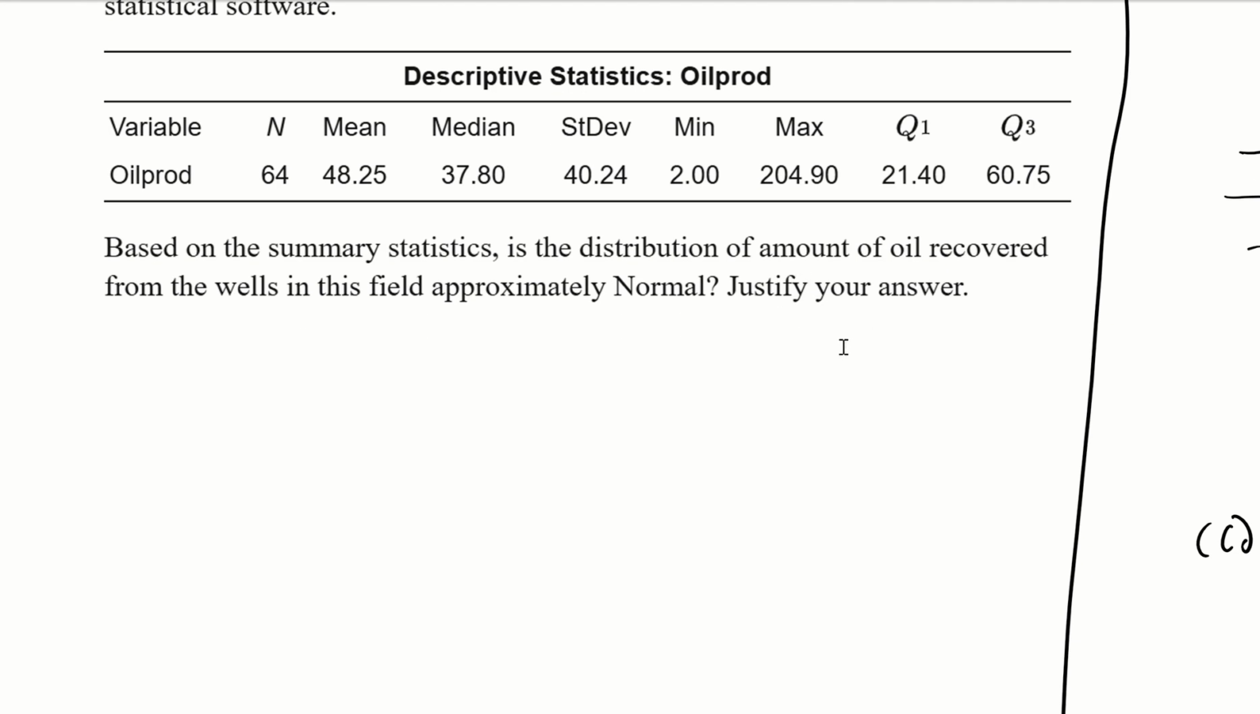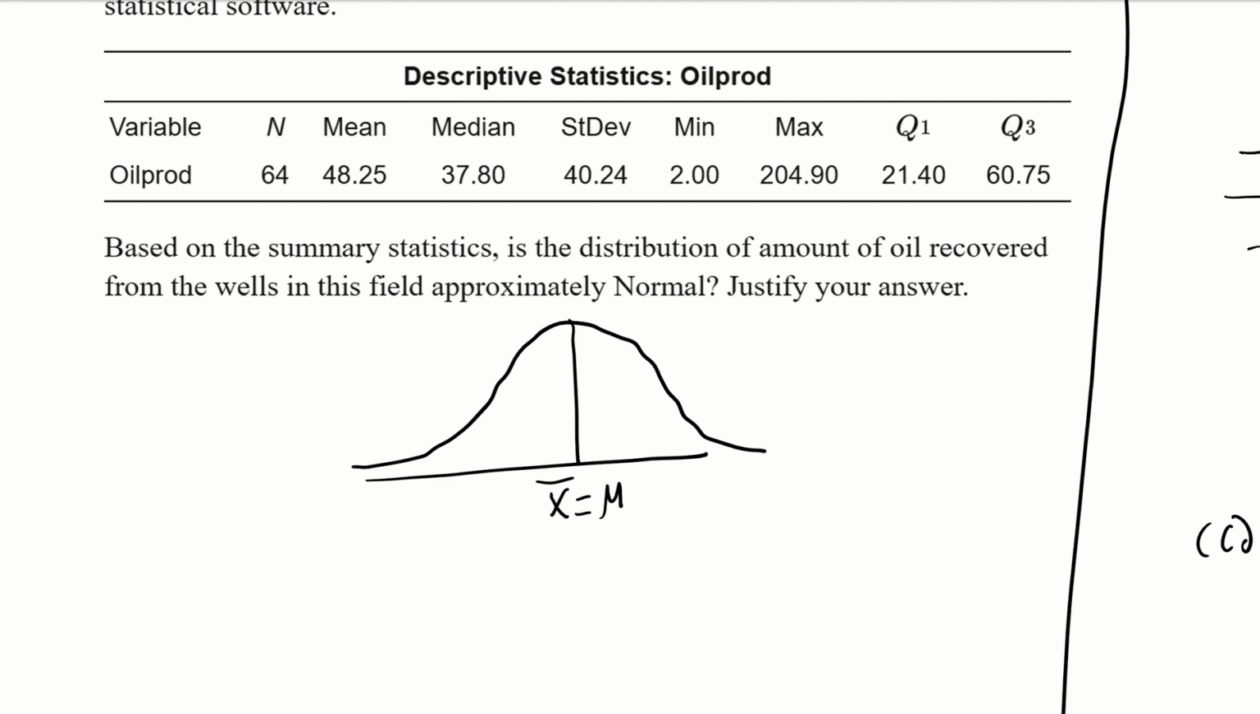First off, remember that if something is normally distributed, the mean and the median are at approximately the same spot, in the center. Here, the median is 37.80 and the mean is 48.25. So the mean is greater than the median, which indicates that the distribution is skewed to the right. If the mean were less than the median, it would indicate that it's skewed to the left. If it was equal, it would indicate that it's approximately symmetric.